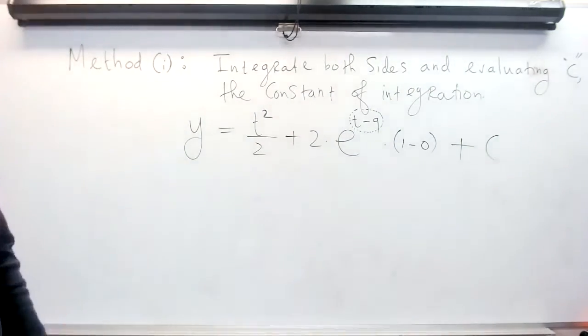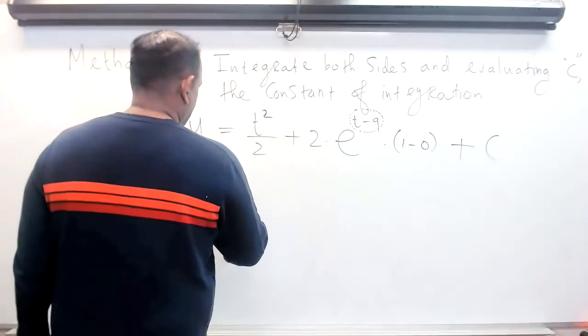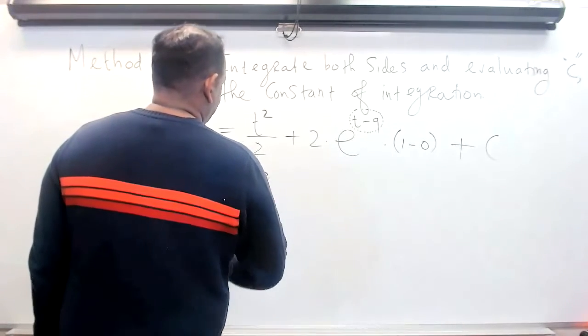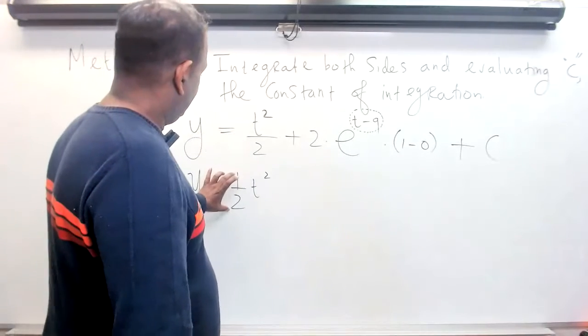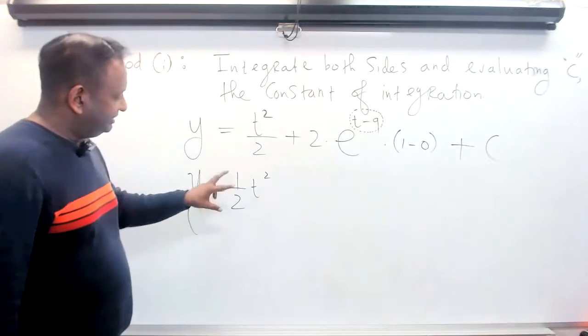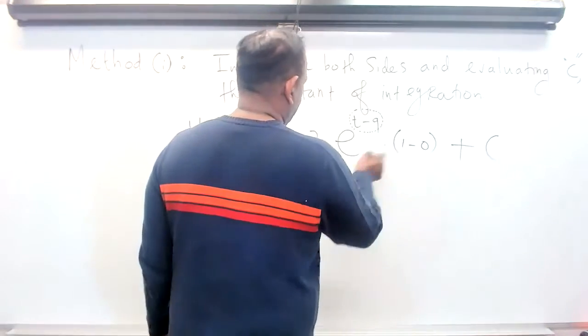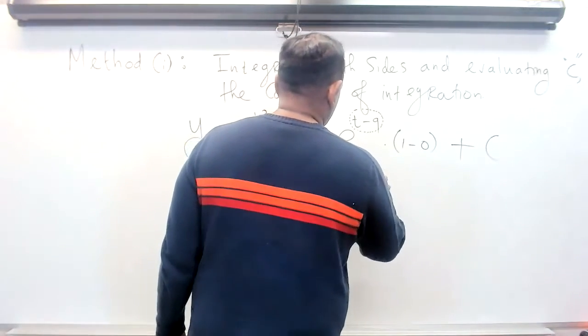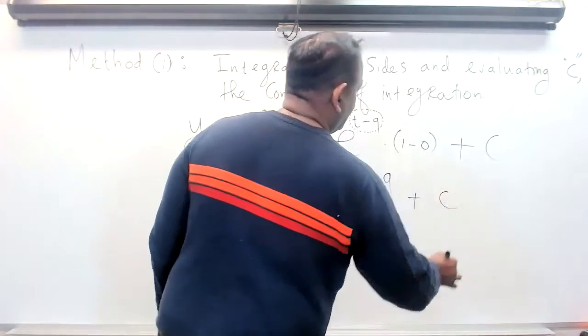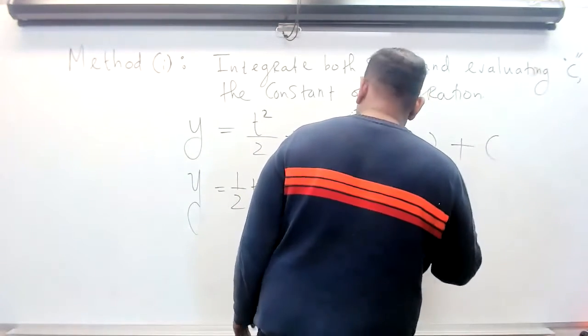We're done. Then a little bit of rearranging. y equals half t squared. Instead of writing t squared over 2, you can simply say half. Plus 2 times e to the t minus 9, plus c. This is not the function yet. We got y.